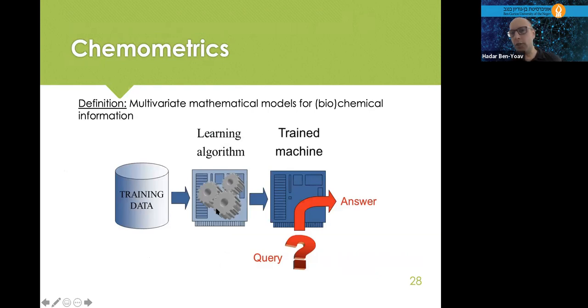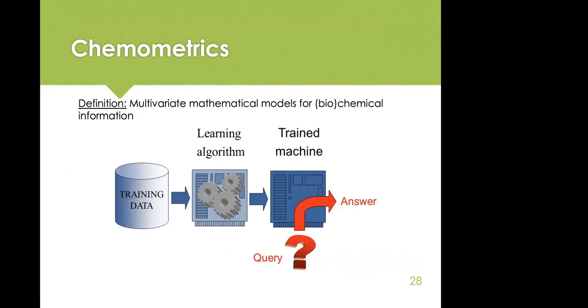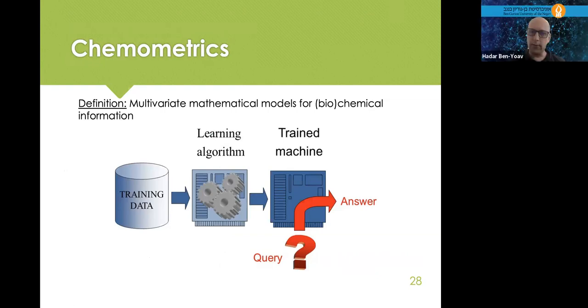Then you teach the algorithm. You use the training data to develop a model that will predict or explain this training data. And then you can test the algorithm that you developed on another type of data that you didn't use for the training, and see if the answer you got is indeed similar to what you have in the test data.